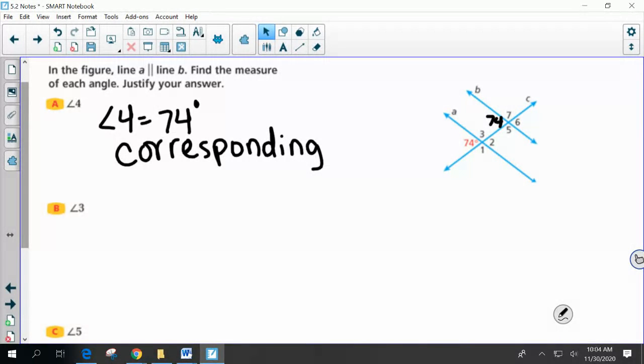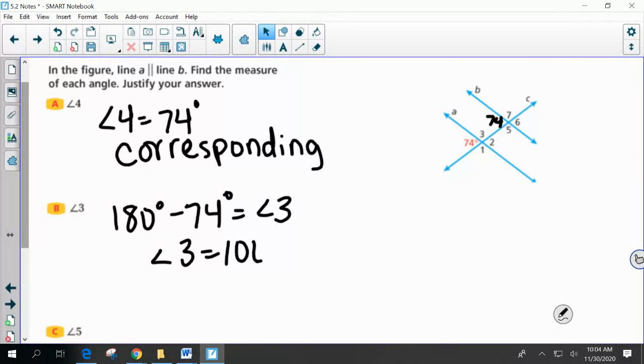Okay, not angle B, angle 3. How would I figure out angle 3? 180 minus 74. Correct. So 180 degrees minus 74 degrees is going to give us angle 3. So what does angle 3 equal? 106. Okay, and then what's it called when two angles add up to be 180? Supplementary.